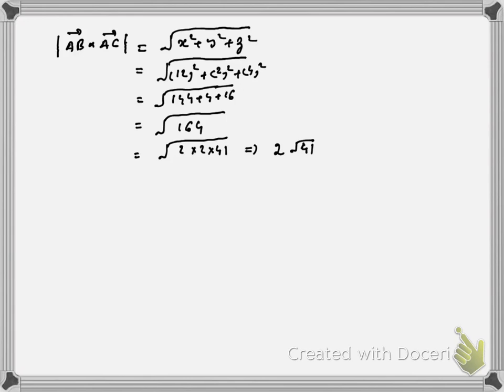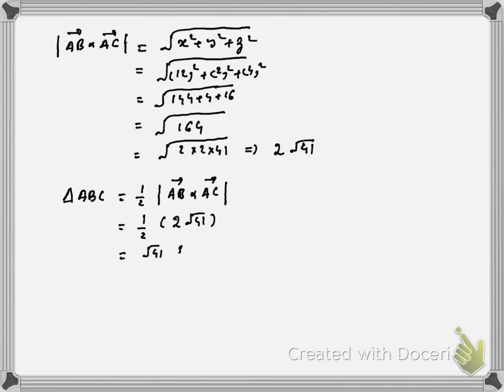Now come to area of triangle ABC. It is equal to half of area of parallelogram formed by AB vector and AC vector. It is equal to half of 2 square root of 41. So it becomes square root of 41 square units.